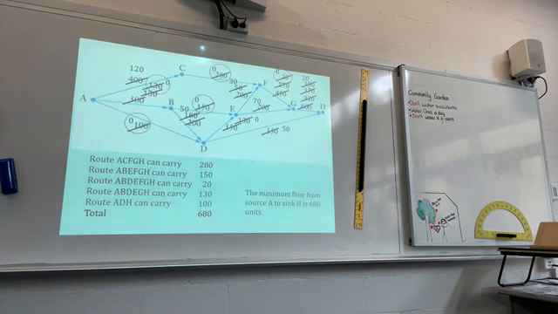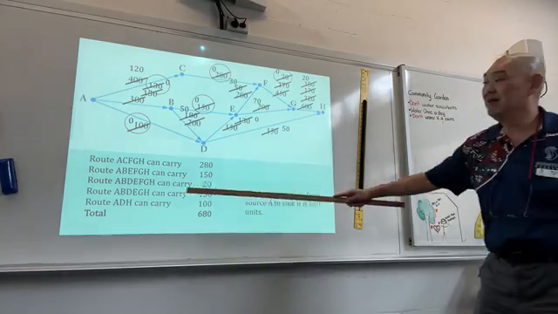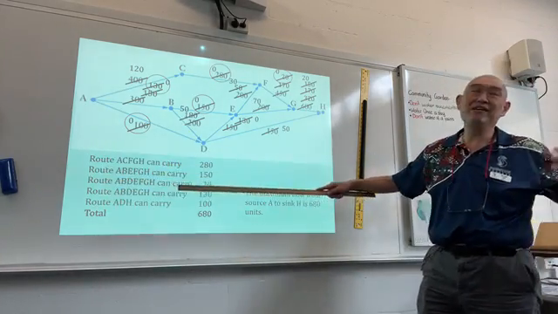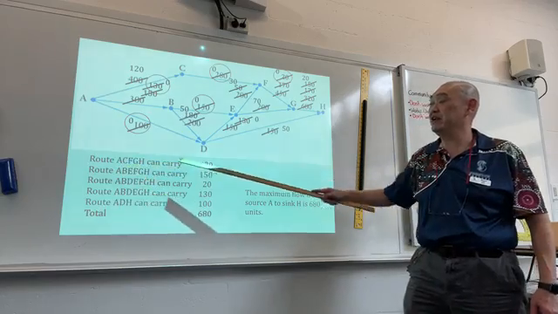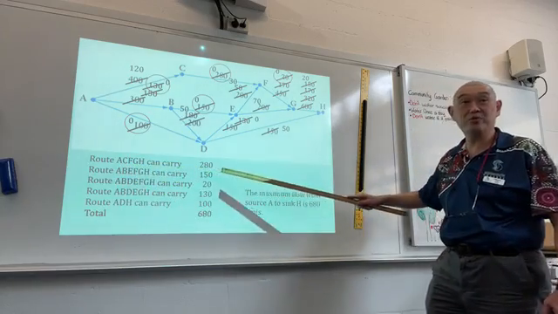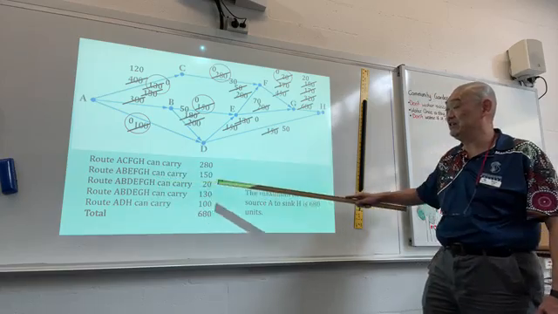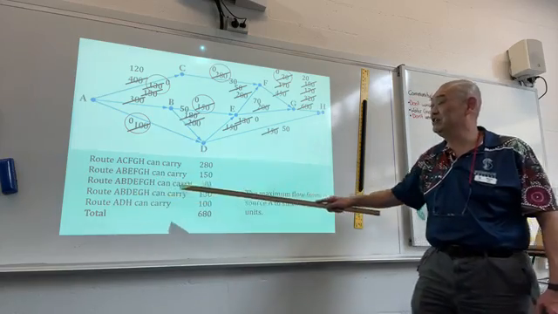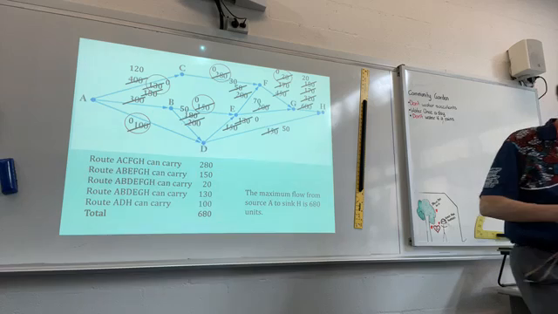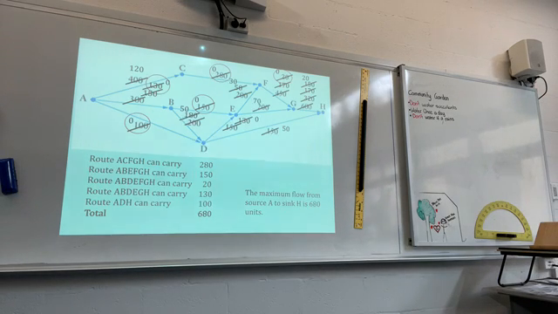So, summary. What I've done is, doing all this, I can just write down, all right, I typed all this out. In the exam itself, you can just write down A, C, F, G, H, 280, A, B, E, F, G, H, 150, A, B, D, E, F, G, H, 20, ABDEGH 130 and ADH is 100. So the maximum you can go through the network is 680. Alright, so the maximum flow from source A to sink H is 680 units.